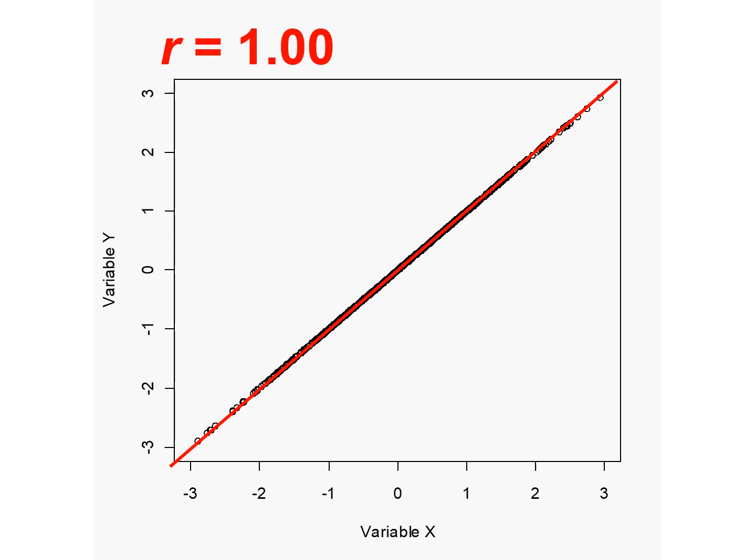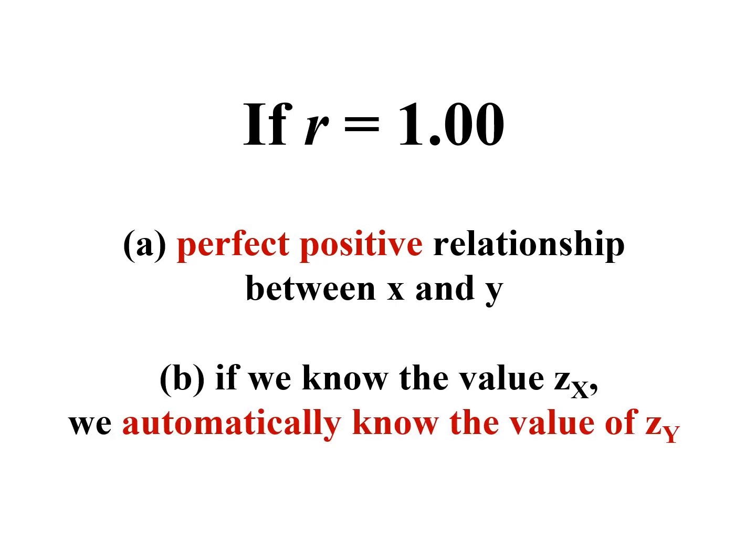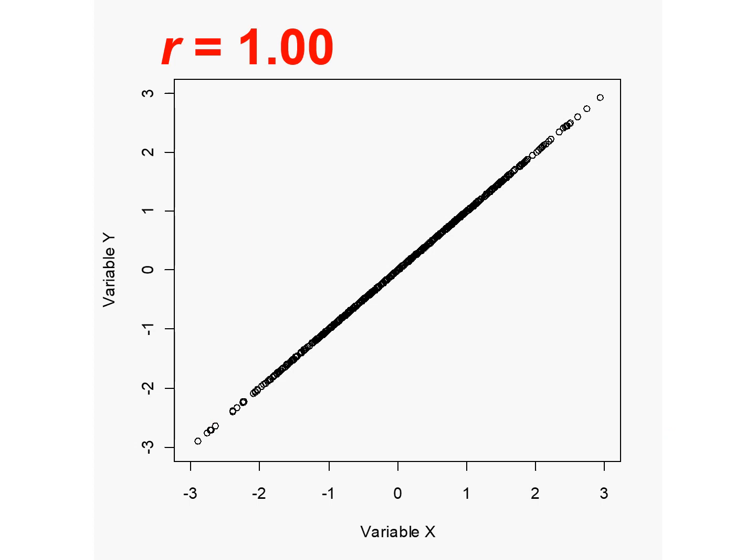And here is the correlation of 1.0. The dots all fall right on top of the positive C equal line. When the correlation equals 1, we say there is a perfect positive relationship between X and Y. In fact, if we know the value of C of X, we automatically know the value of C of Y. Let me show you what I mean.